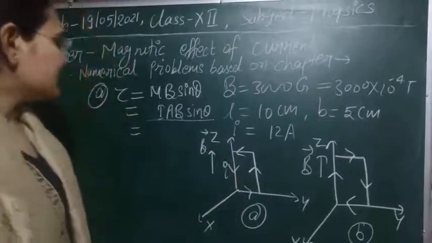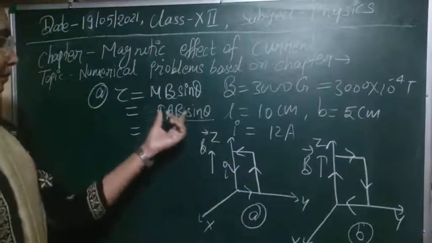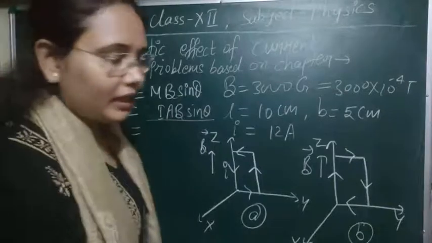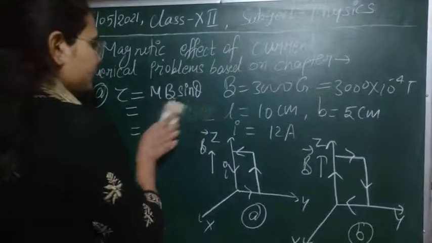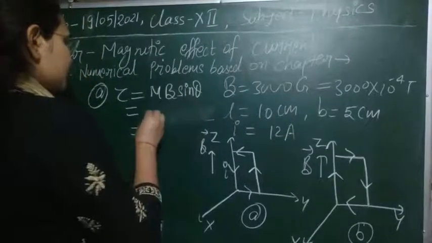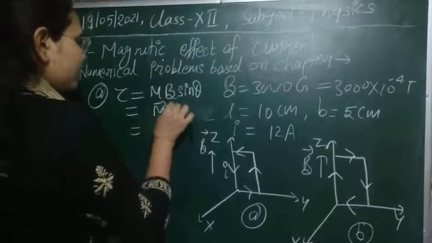To solve it, we can also solve it in some different way, like in place of this one we can write the vector M cross B.